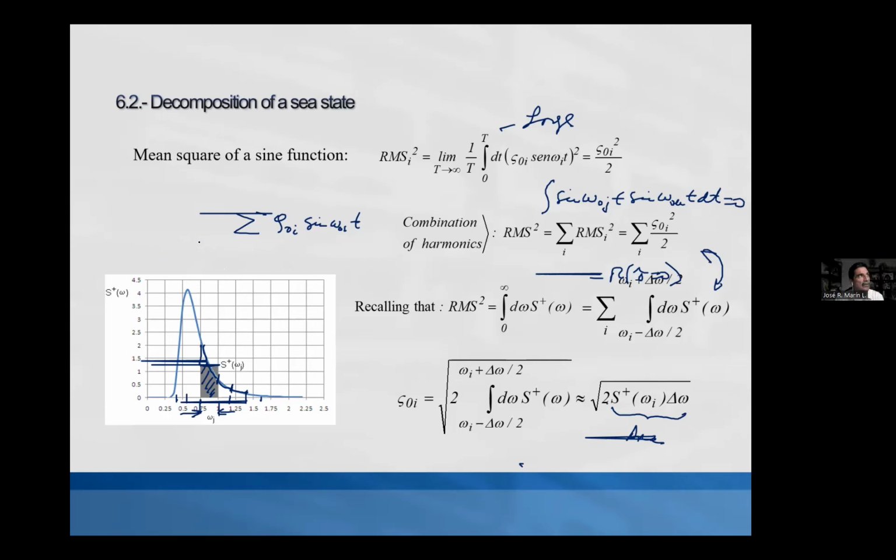Some years ago, we received the visit of a worldly expert from the University of Trieste, and he mentioned that when he does simulation, he takes 1,000 components. So you have to divide that by very small intervals. So in each one of these, yes, this approximation S times delta omega is a good approximation because the delta omega is so small. 1,000.